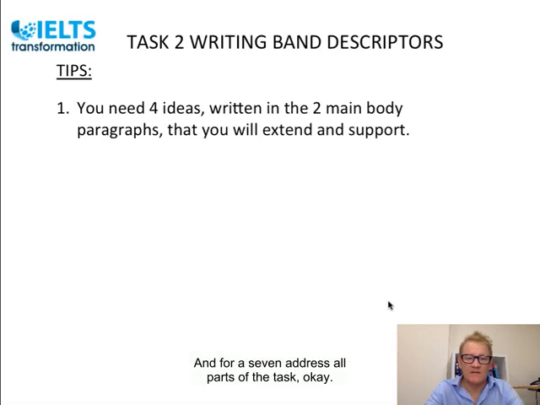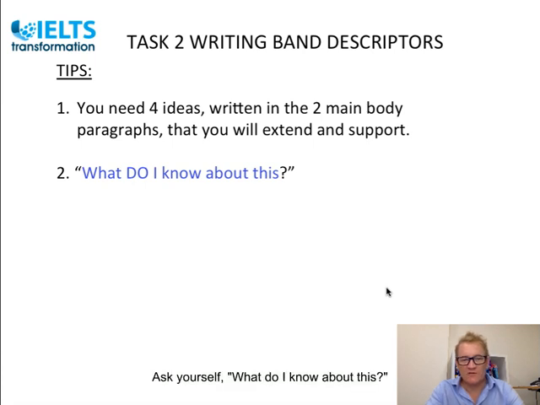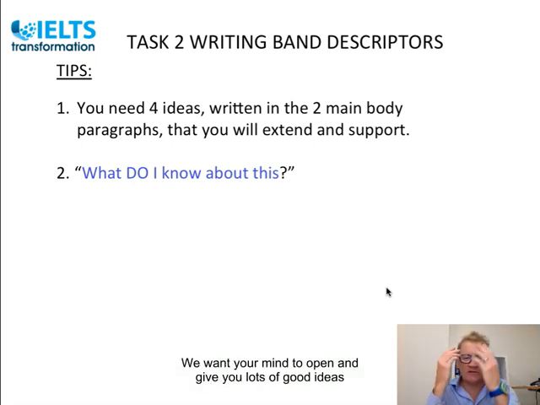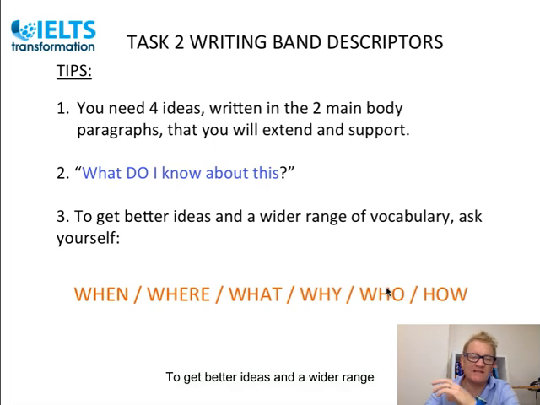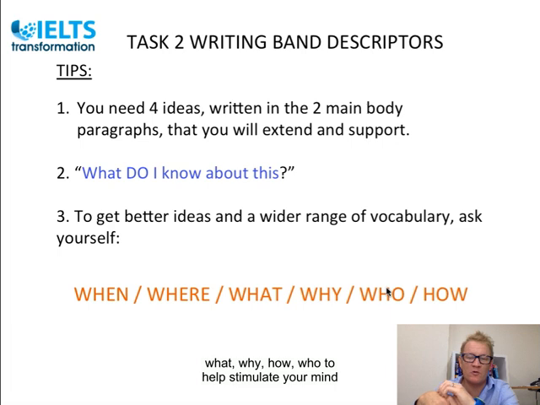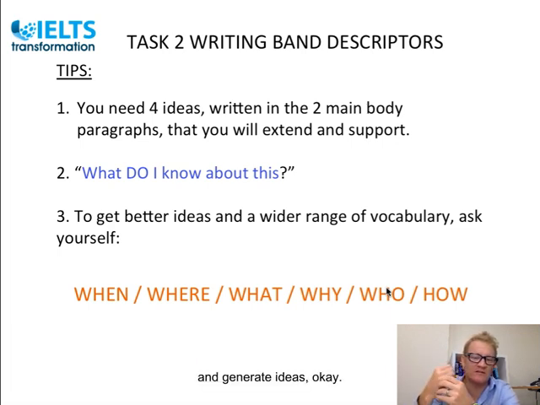Okay. The tips, just a quick reminder, we want 4 ideas from our thinking. 4 ideas written in the 2 main paragraphs, so 2 ideas and 2 ideas. And we will extend and support these ideas. Ask yourself, what do I know about this? We want your mind to open and give you lots of good ideas so that you can choose the best ones. To get better ideas and a wider range of vocabulary, ask yourself when, where, what, why, how, who. This is to help stimulate your mind and generate ideas.